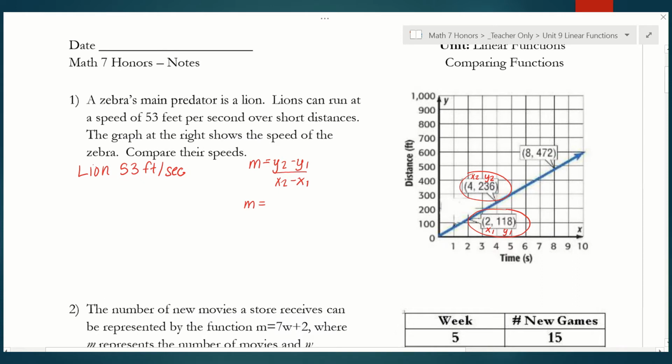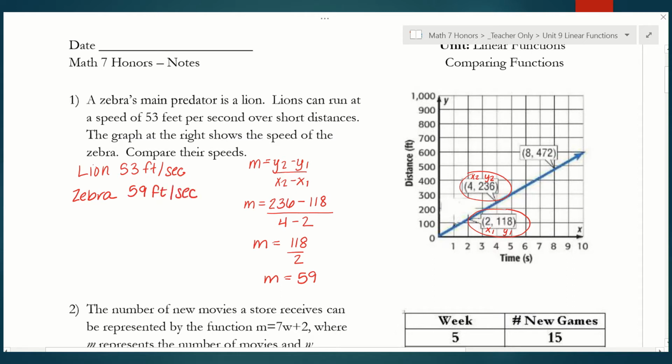So when I plug this information into my slope formula, it's going to look like 236 minus 118, that's my difference in my y's, and on the bottom is the difference in my x's, which is 4 minus 2. If I simplify this, I get 118 over 2, which means that my slope is 59. And so for the zebra, we know that its speed is 59 feet per second.